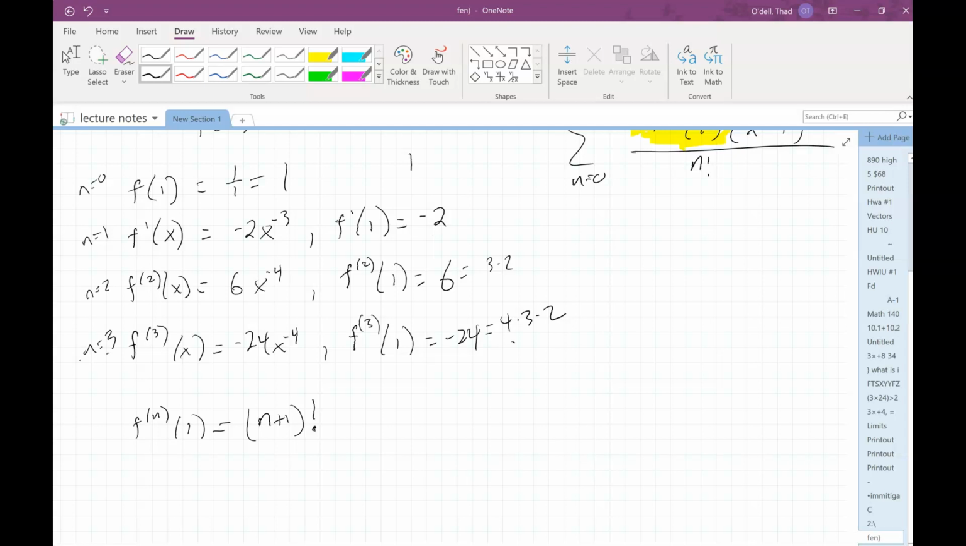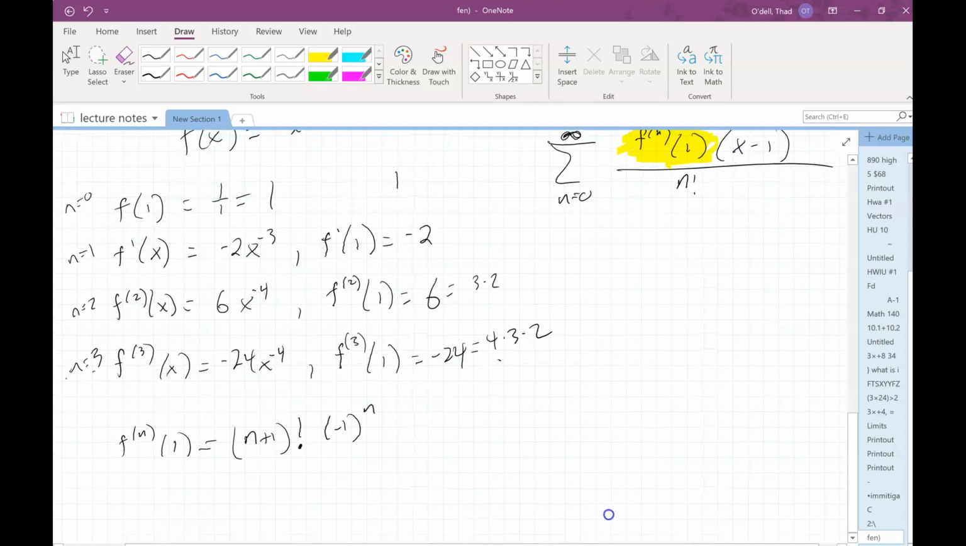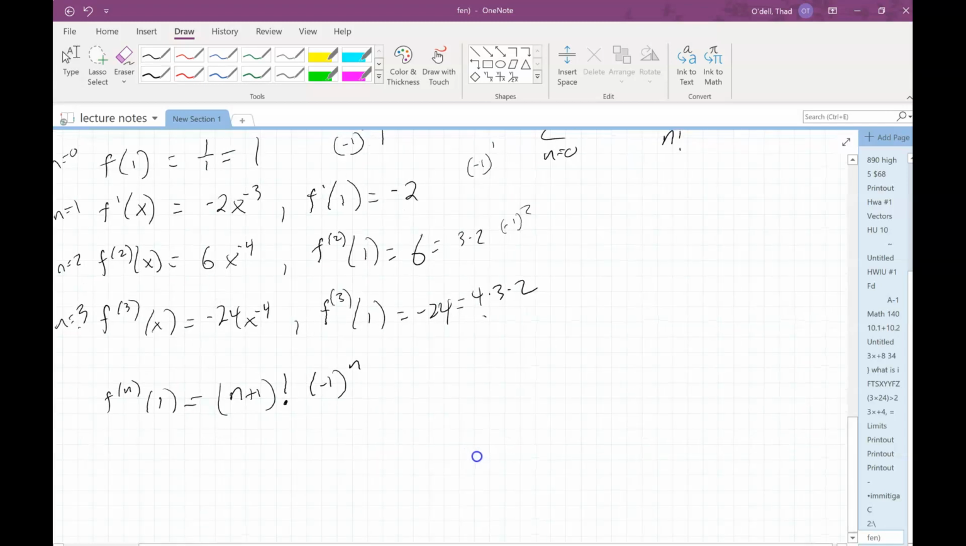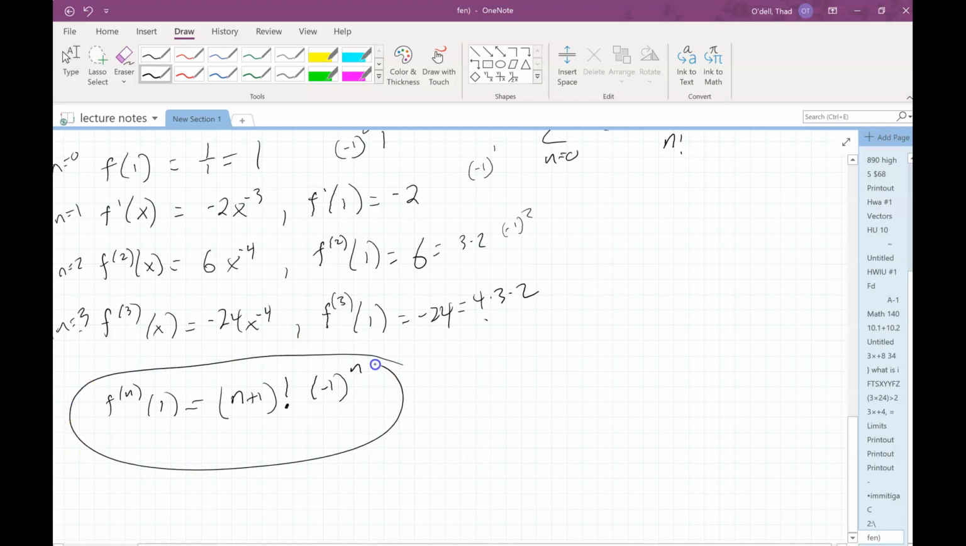But also there's a negative alternating there. So could we do a negative 1 to the n? And let's just check to make sure that works. This would be negative 1 to the 0 power. And this would have a negative 1 to the first power. This would have a negative 1 to the second power. And it looks like it's matching up because I'm getting positive negative when I want. So then this is my expression.